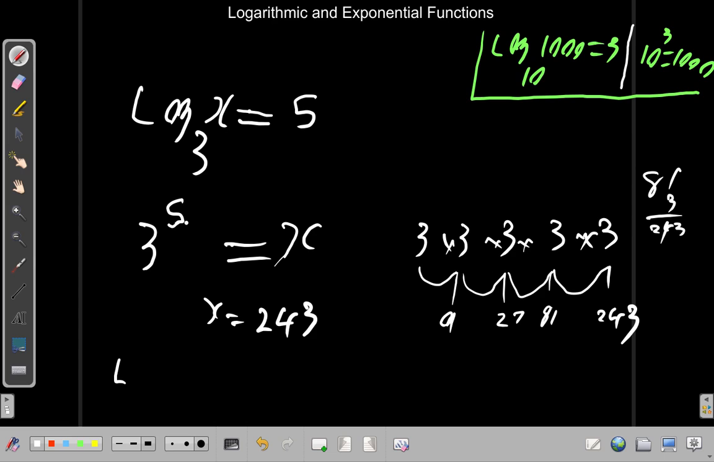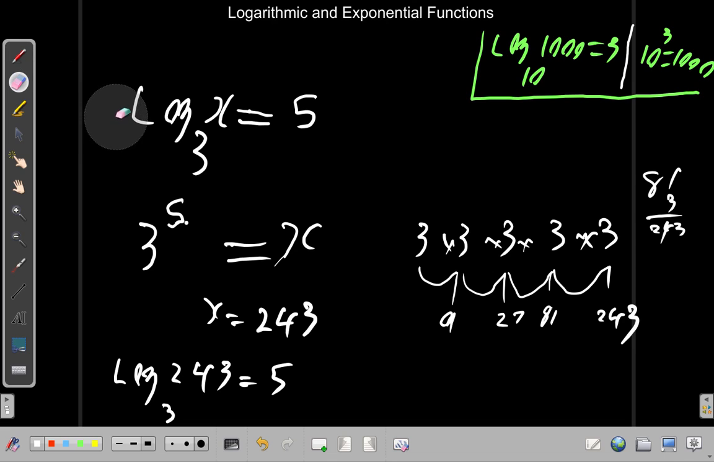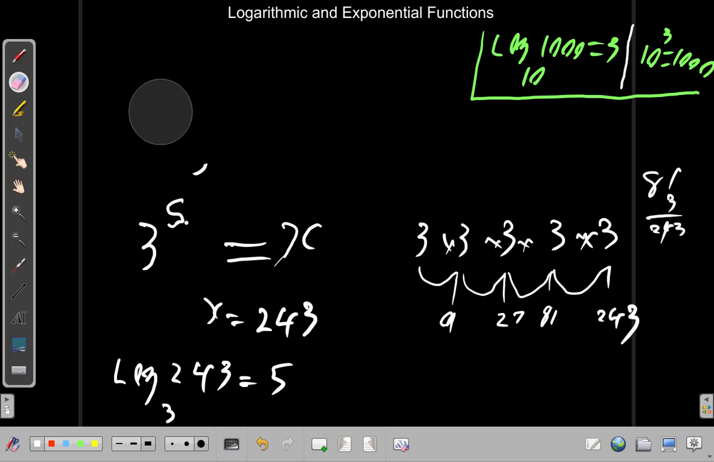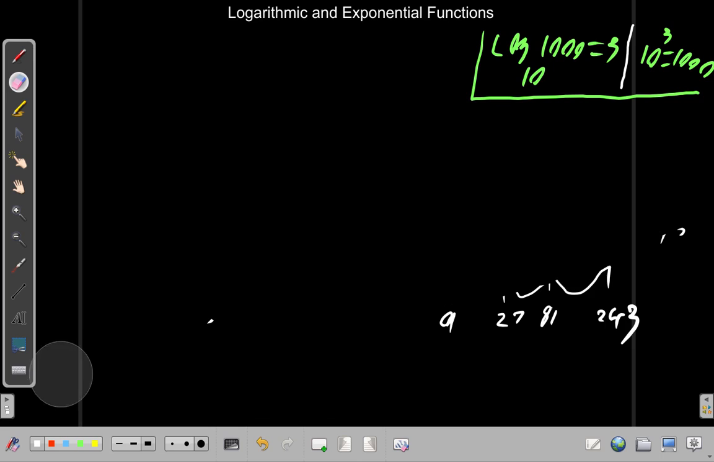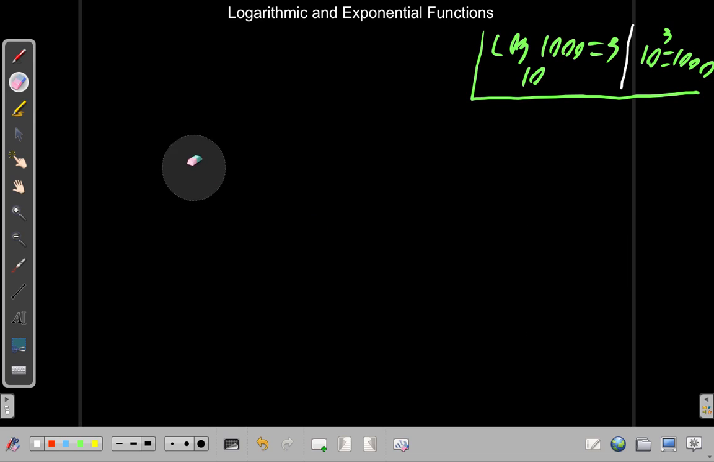So that means if you find the log of 243 where the base is 3, then what you will get is 5. Alright? Let's look at another example of a problem where we deal with logarithms, but the base is not e and the base is not 10.